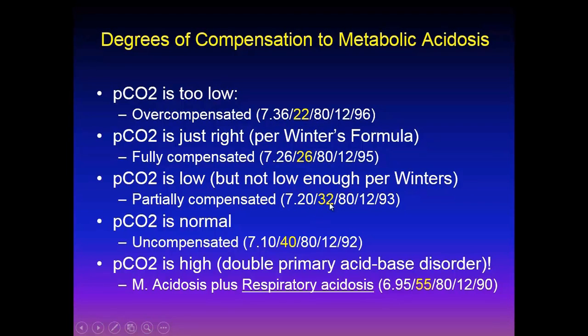This one is trying to compensate. The PCO2 is low at 32, but it's not low enough, and the pH is too low, so we call this partially compensated or undercompensated. Now things get bad. In this fourth one, there's a metabolic acidosis. The PCO2 is normal, so we call this uncompensated.